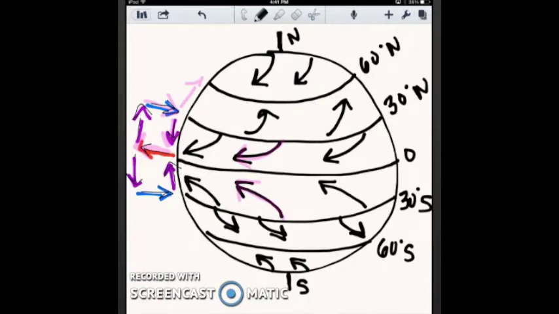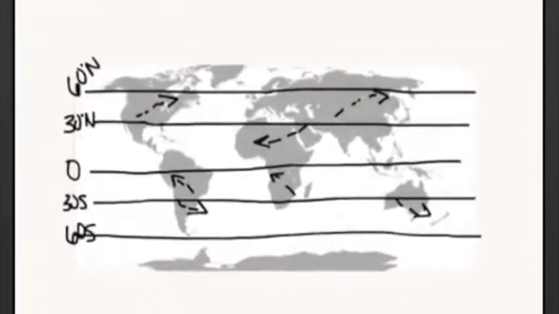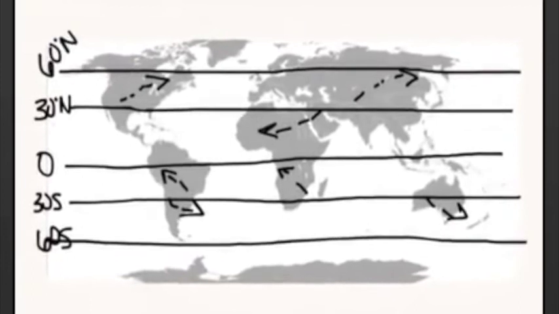They are deflected by the Coriolis effect. In the northern hemisphere, they're deflected to the right of their origin, and in the southern hemisphere, they're deflected to the left of their origin. Back to our global surface currents.